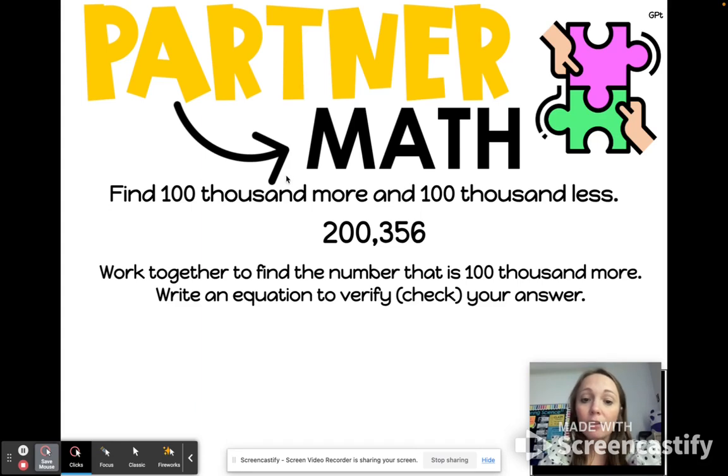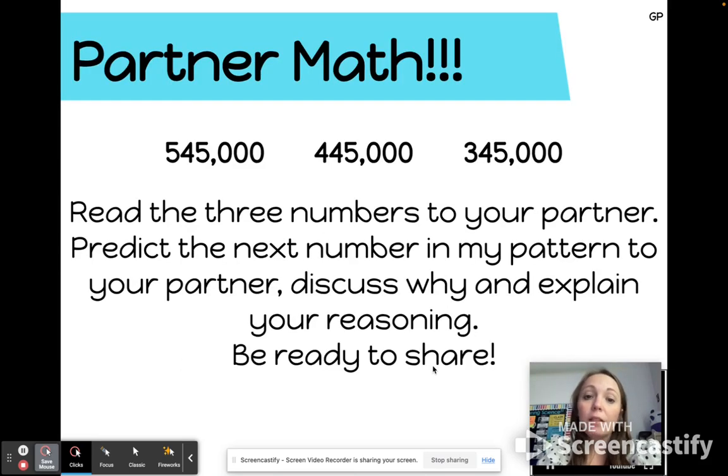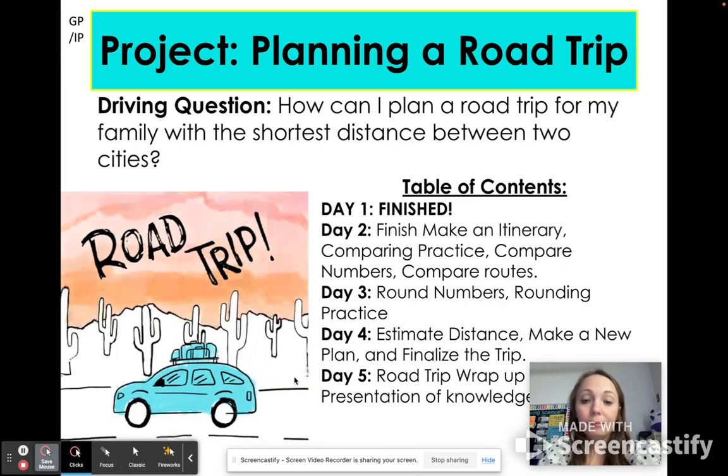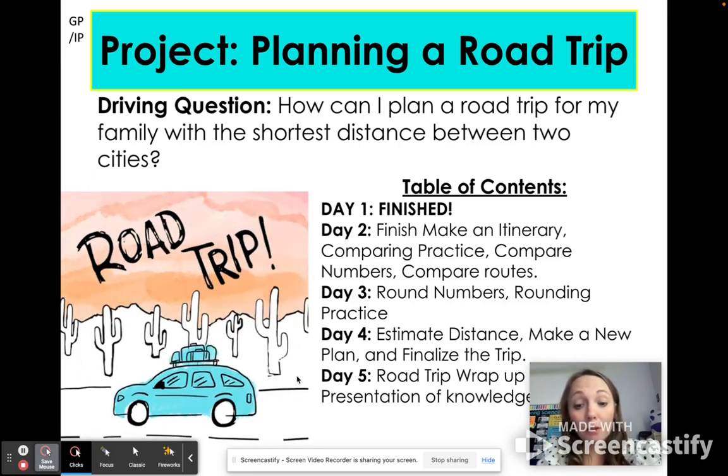Now I want you to try on your own finding 100,000 less and 100,000 more than 200,356. Use your place value charts and write the numbers on the slide. Then for partner math, you're going to read the 3 numbers with your partner. Discuss why and explain your reasoning, okay, as to what's going on, what pattern you see. What are we taking away in this particular pattern? You're going to write it in a text box on the screen. And then you're going to work on your project.